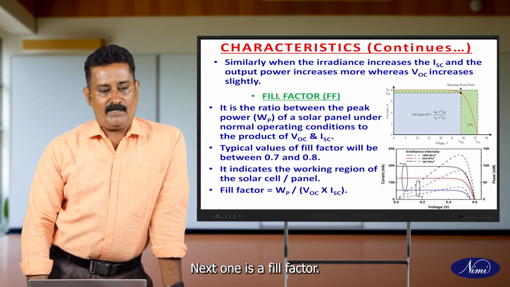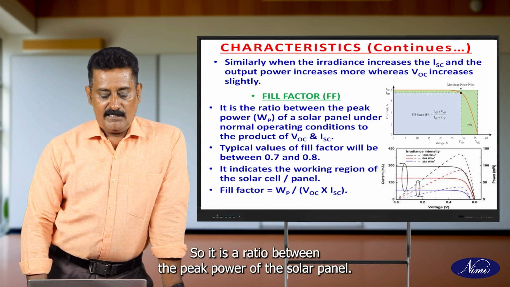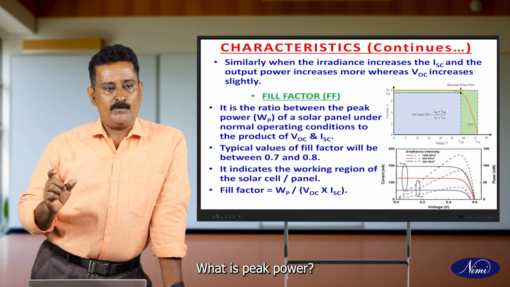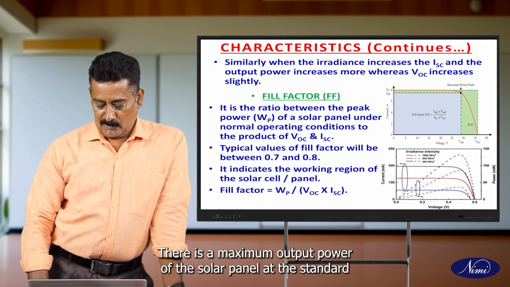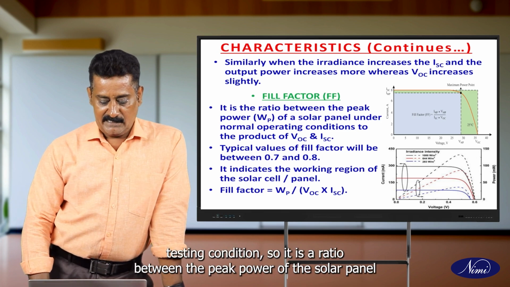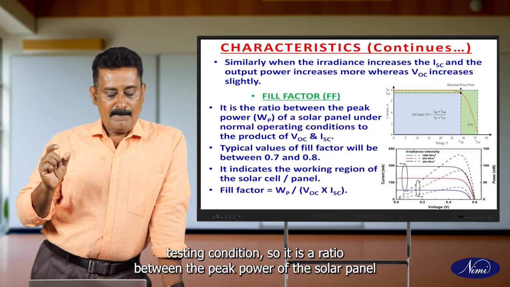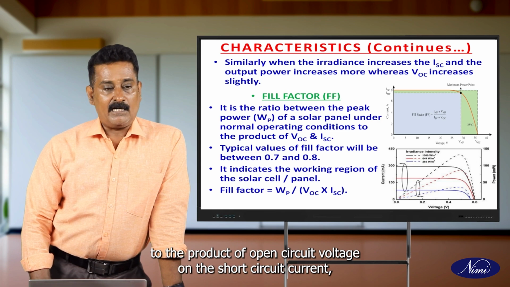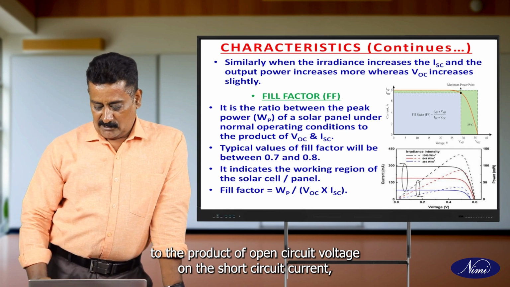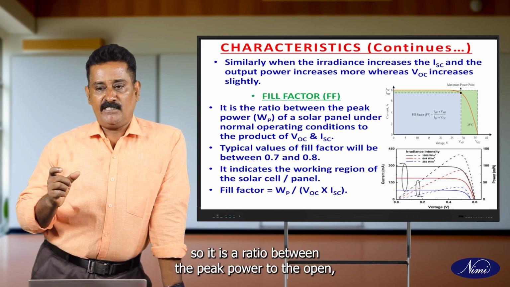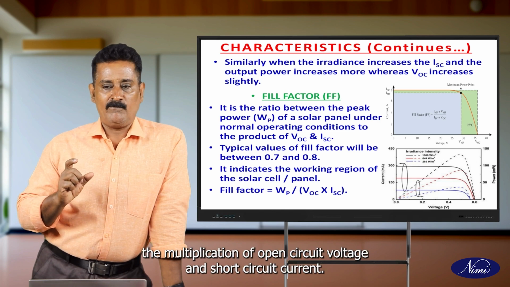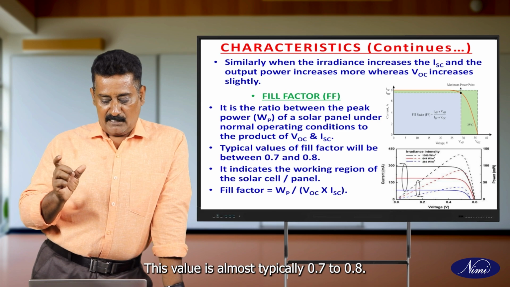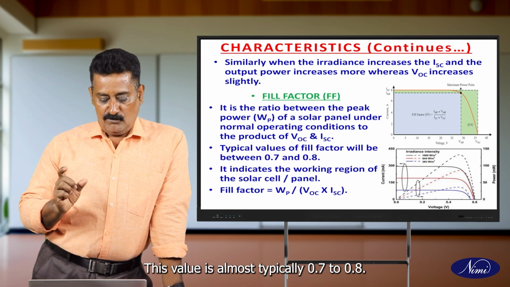Next one is the fill factor. What is the fill factor? It is the ratio between the peak power of the solar panel, which is the maximum output power of the solar panel at standard testing condition, to the product of open circuit voltage and short circuit current. This value is typically 0.7 to 0.8.